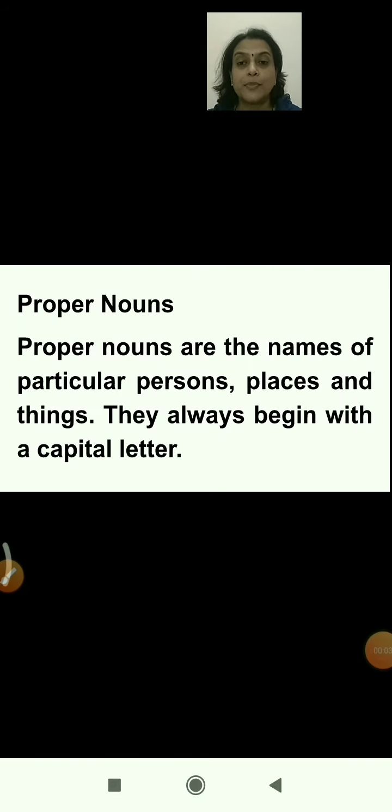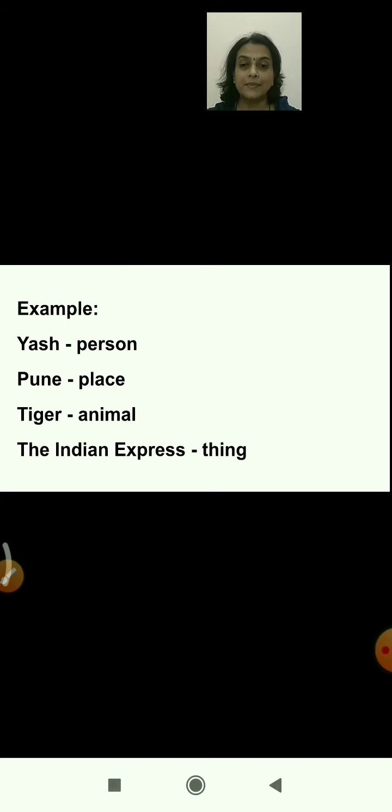So what are proper nouns? Proper nouns are the names of particular persons, places, and things. They always begin with a capital letter. So they are very easy to identify, right? The examples are: Yash is the name of a person, Pune is the name of a place, Tiger is the name of an animal, and the Indian Express is the name of a newspaper, so it is a thing.